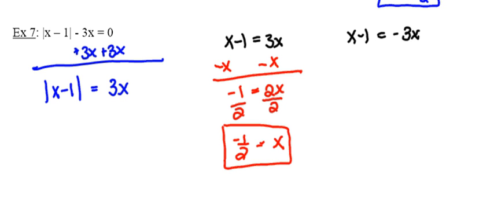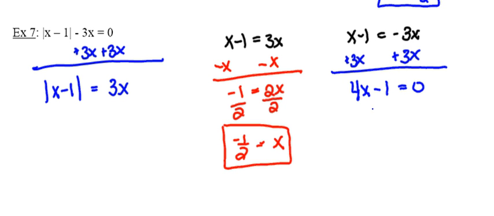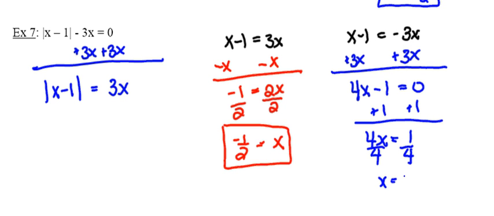On the other side, the next equation, I'm going to go ahead and add 3x to get 4x minus 1 equals 0. Add the 1. 4x is equal to 1, and now divide by 4. X is equal to 1/4. Those are my two solutions. Do they both work? You need to check them and decide if you're going to reject one of those.